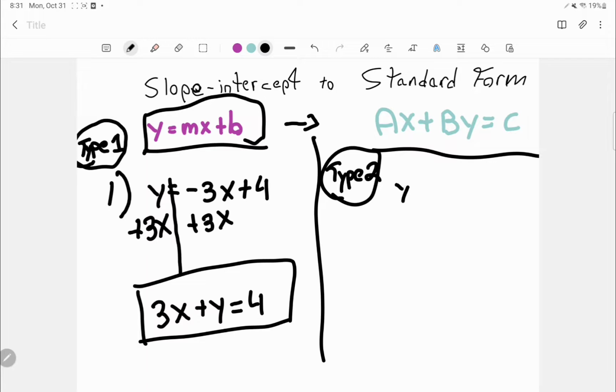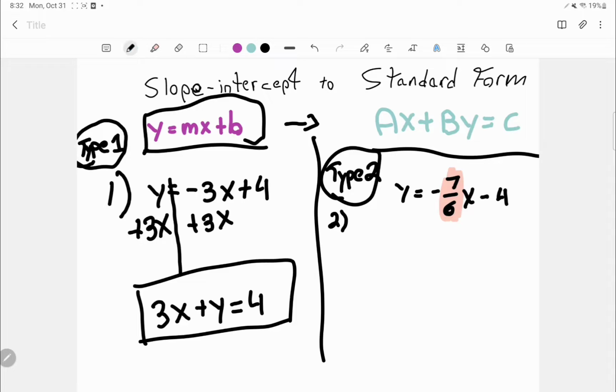So let's go ahead and write number 2. This is problem number 2, and I'm going to write my problem. It's going to be y is equal to negative 7 over 6x minus 4. Now, you notice I have a fraction, right? So I'm going to get rid of the fraction right away. In order for me to get rid of a fraction, I have to do the opposite of what's going on. What's going on here is division, so the opposite would be multiplication. So I'm going to multiply everything, both sides, by 6.